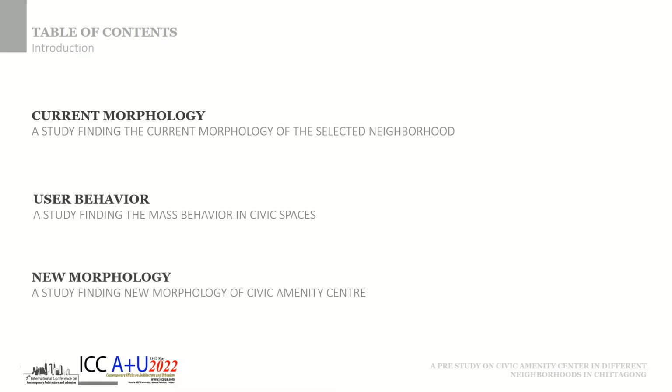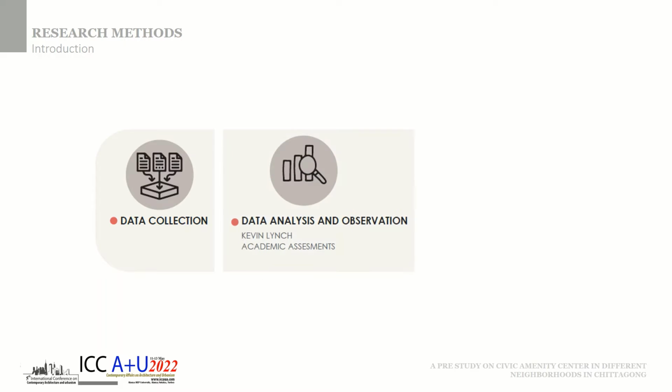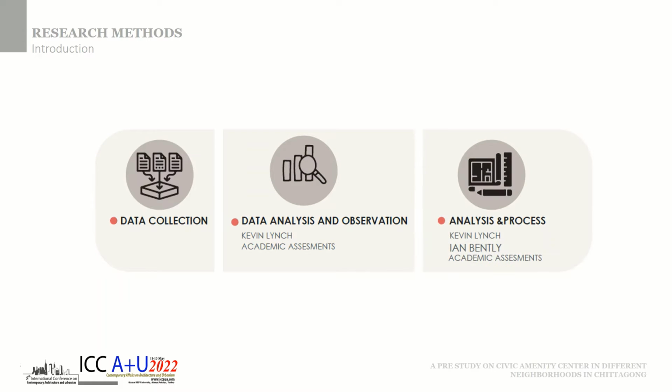Next, we will be talking about the current morphology, a study finding the current morphology of the selected neighborhood. Next, we'll talk about the user behavior, a study finding the mass behavior in civic spaces. And then new morphology, a study finding new morphology of civic amenity center. These are the methods that I have used in my research. One is data collection, second one is data analysis and observation, and then analysis and process.